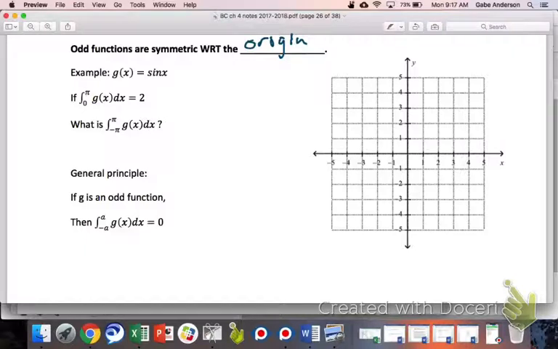So an example of this would be g of x equals sine of x. So if we were to graph this, I will do my best here.